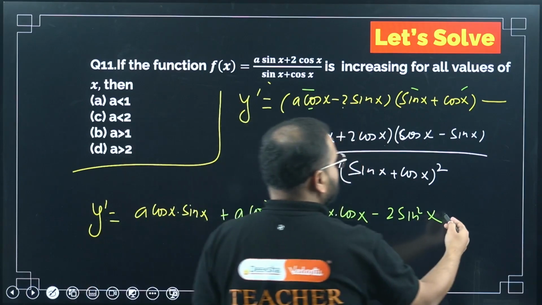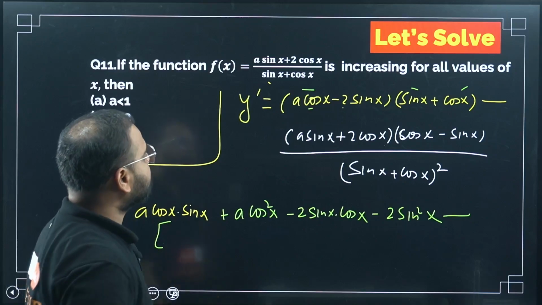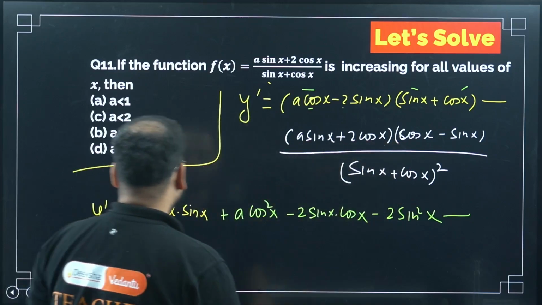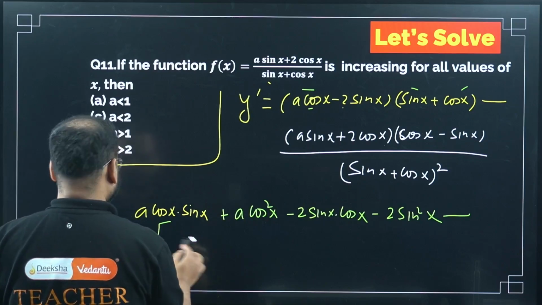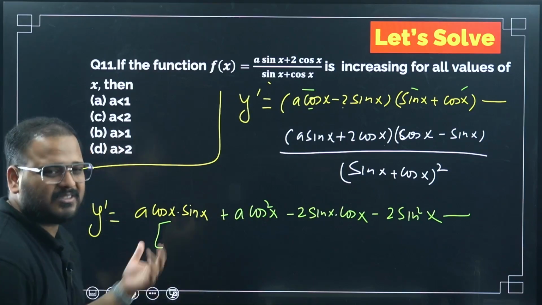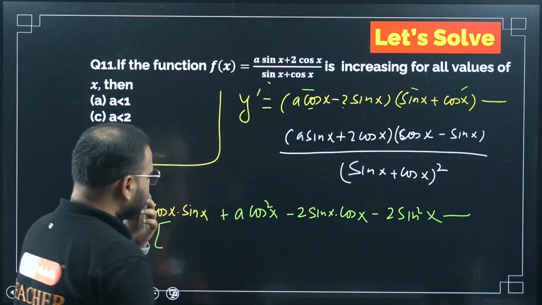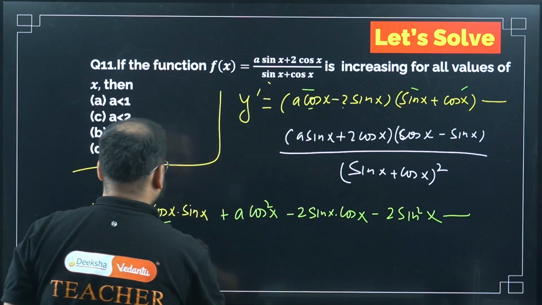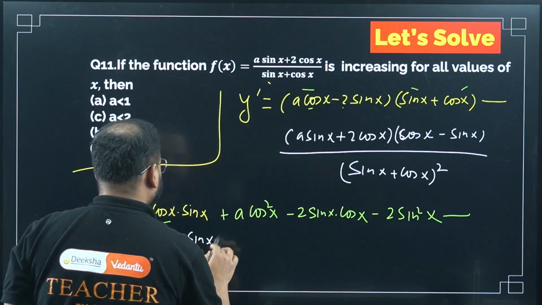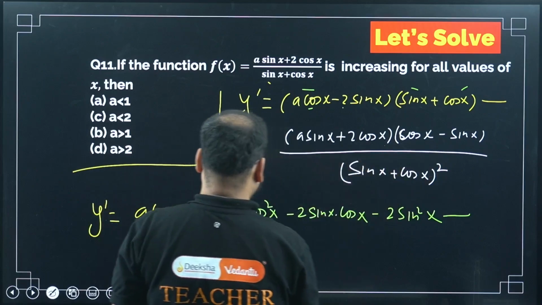Next one I'll get what? A minus sign will come. I'll put a bracket over here just to avoid confusion. A sin x with cos x, I'll get what? Please check here. Be a little patient, because I told you it is a little calculative in differentiation. No problem. So a sin x with cos x.